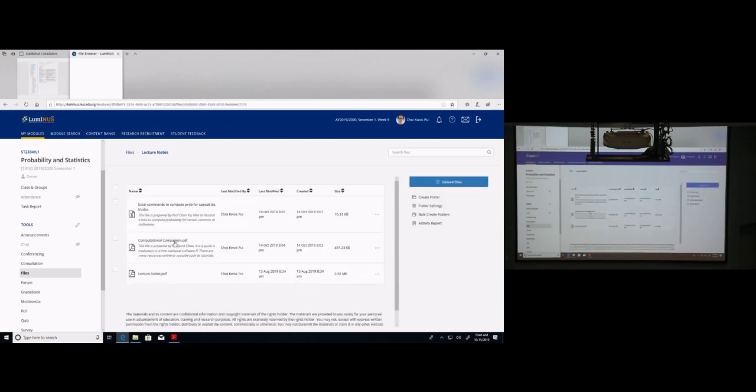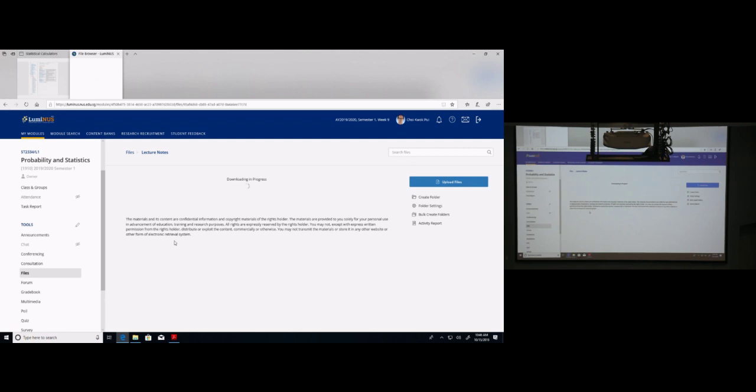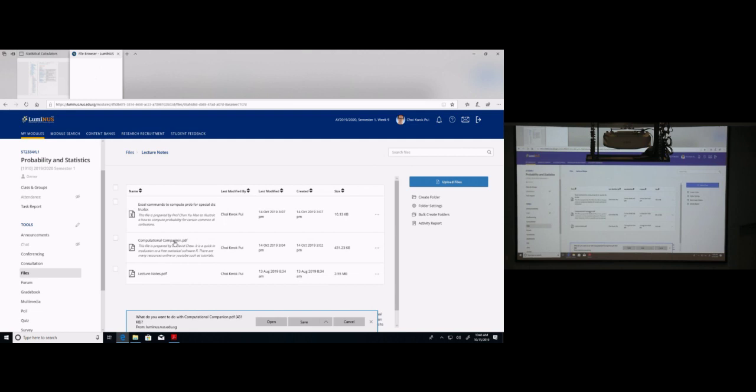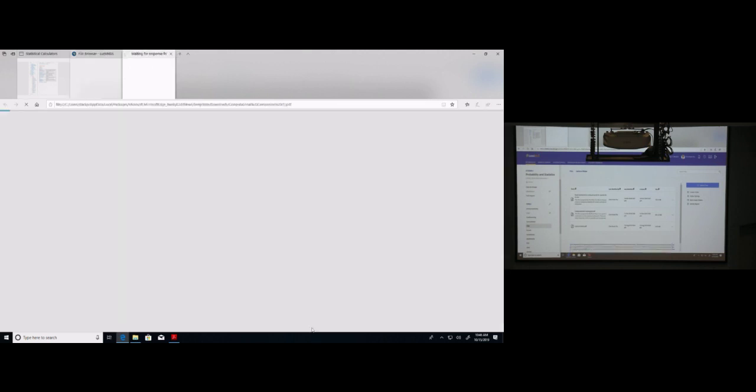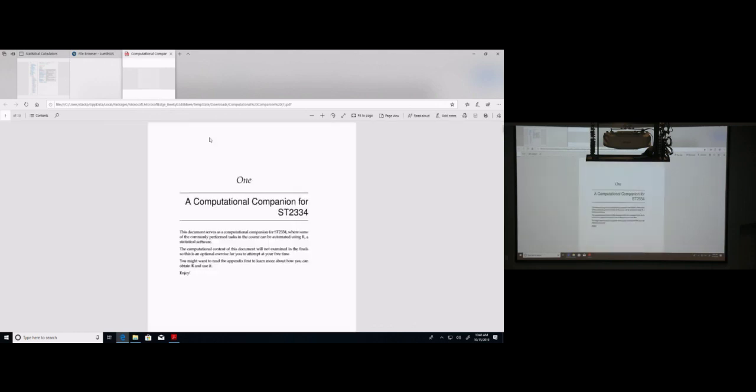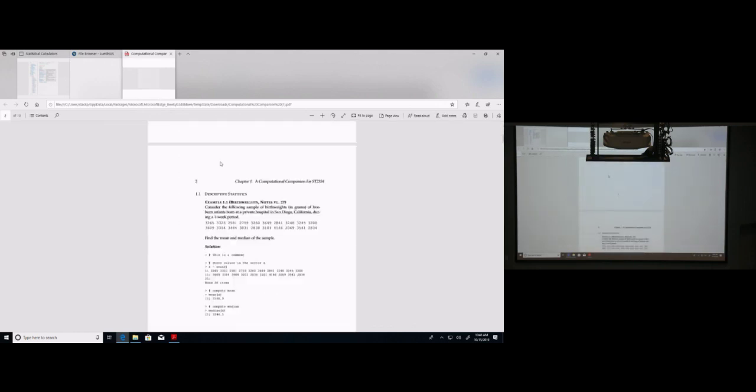There is a PDF file that is actually prepared by Dr. David Chu. He is my neighbor now in office. He had prepared short documents on using R.